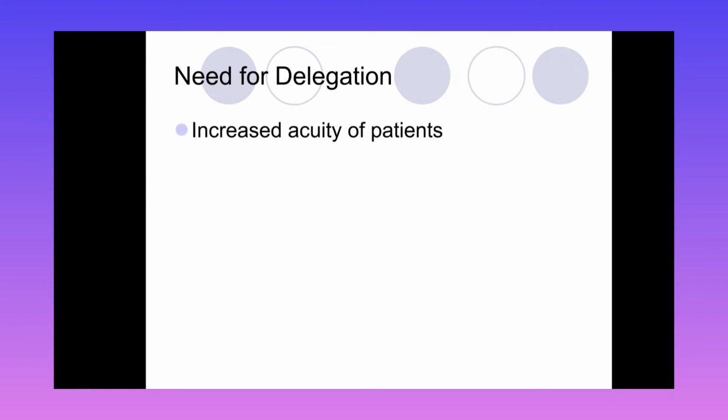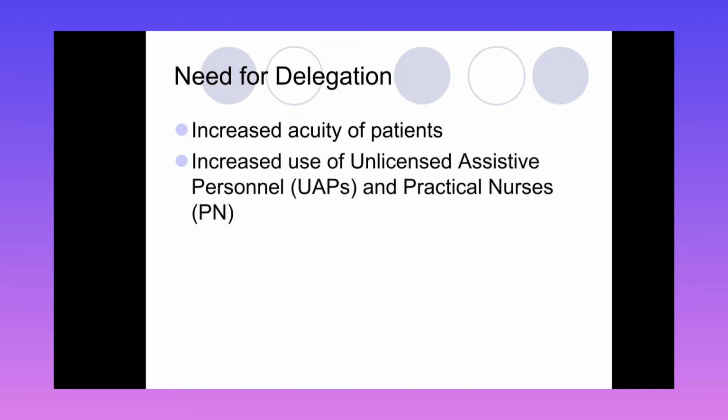Then need of delegation. First one is increased acuity of patients. That means in the healthcare system, we have to deliver the care by the head nurse or the senior nurse. It's very difficult to handle all the patients. So the nurse manager has to delegate some tasks to the subordinates. That is the increased acuteness of the patients. Then increased use of unlicensed assistive personnel or practical nurses. That means the registered nurses can utilize nurse assistants by delegating the less important tasks.